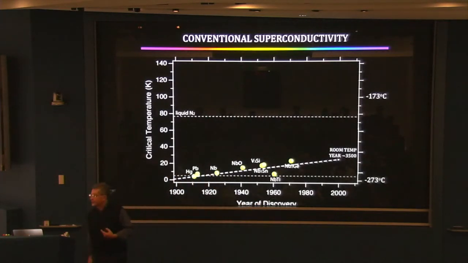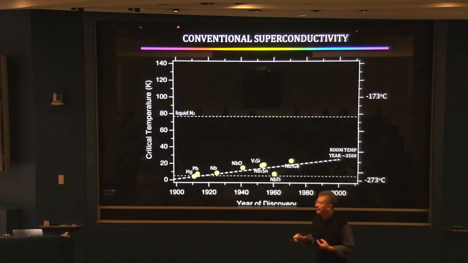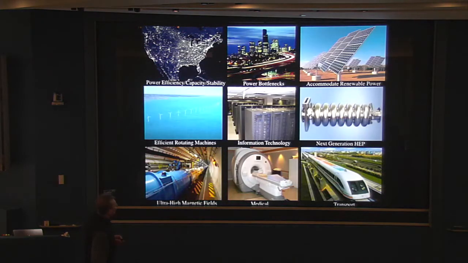So the rate at which the critical temperature of superconductors was rising for the first 7 decades of study of this material was such that to get to room temperature, we'd have to wait until the year 3500. Now, the youngest people in this audience probably still feel like they could wait until the year 3500, but I do not. So to get out of this trap, we need a new class of materials. Why? There are many, many, many persuasive reasons why we need superconductivity in our technological basis for our civilization.